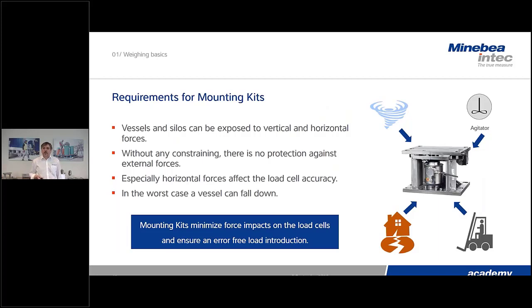One essential part of the installation of load cells are mounting kits, ensuring the correct position of the load cell and providing protection against external forces, such as horizontal forces and the lift-off forces generated from them. Without protection, the vessel could tip over and fall down. In many cases, the mounting kit also provides overload protection for the load cell. Again, a correctly selected and installed mounting kit also has a high impact on the system accuracy.